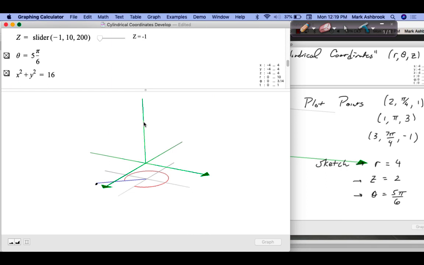Same z equals 2 it's always been. Horizontal plane. It's every point that has a z equals 2 coordinate. Right? Theta equals 5 pi over 6.